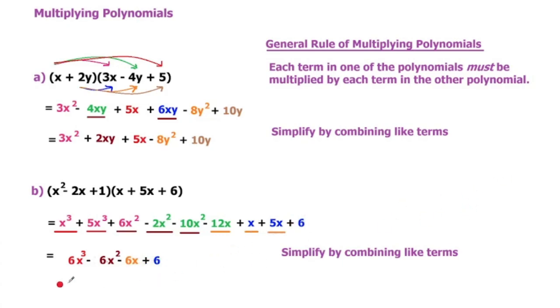We could simplify this a little bit further by pulling the 6 out of each of these terms. So dividing each term by 6, or pulling out the 6, because 6 is common to each of these. So what we're left with is 6 bracket x cubed minus x squared minus x plus 1. And that's it. That's all there is to that problem.